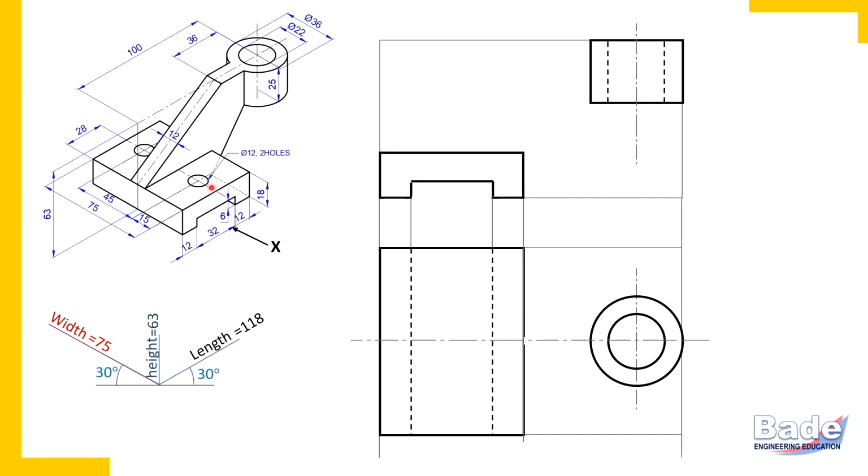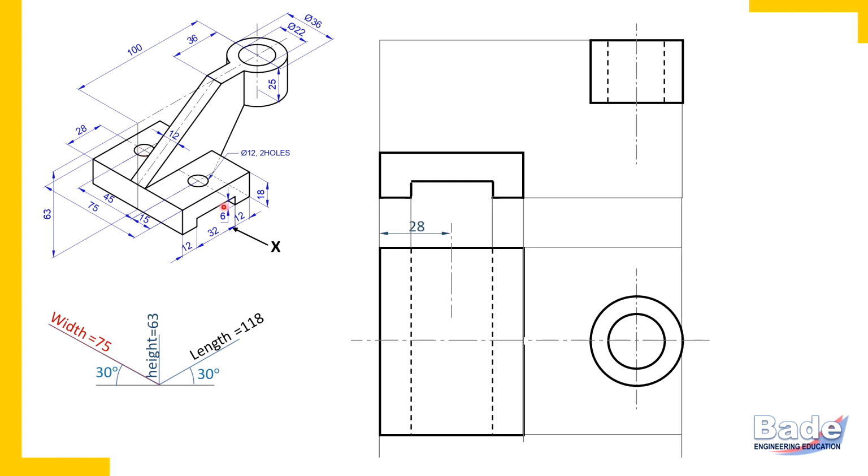Now there are two holes, circular edges of the hole. Circular opening of these two holes appear in the top view. So let's locate center first. 28 millimeters, parallel to length. In the top view, length is horizontal. So from left side, parallel to length, you measure 28 millimeters and draw the center line for the circular hole.